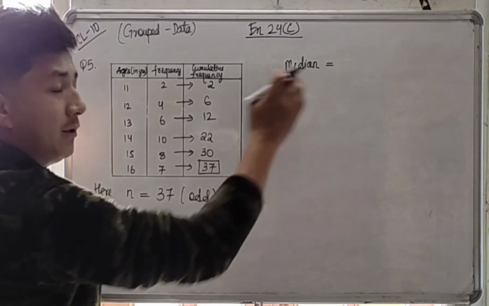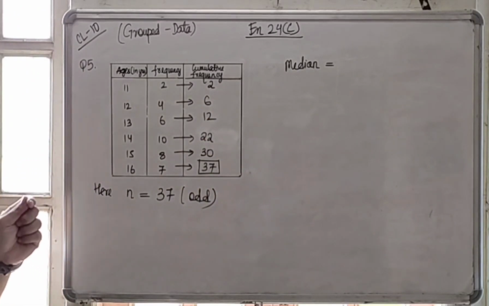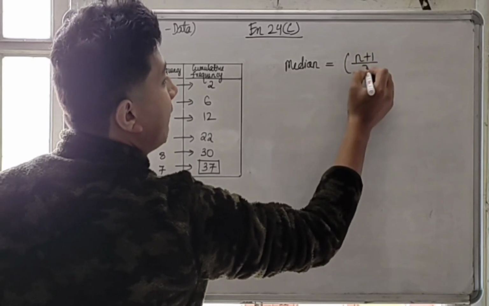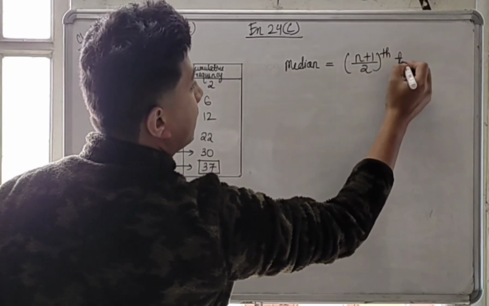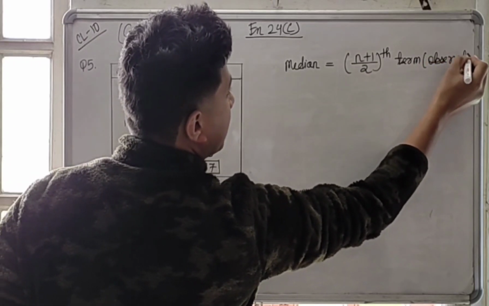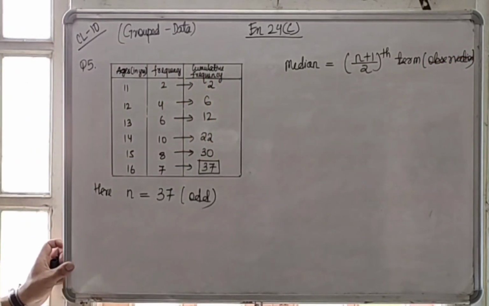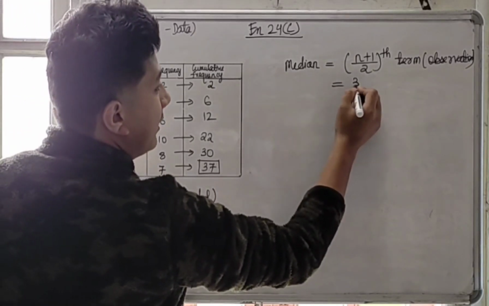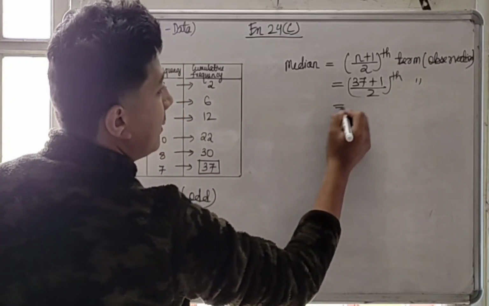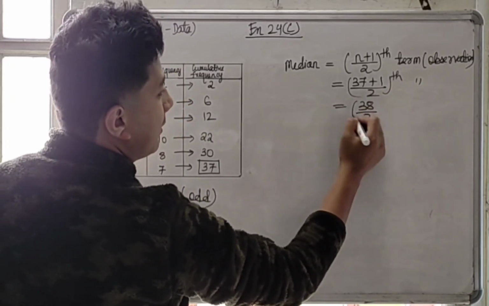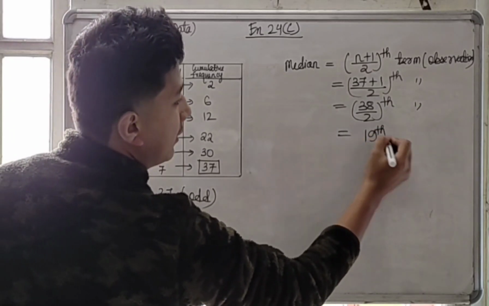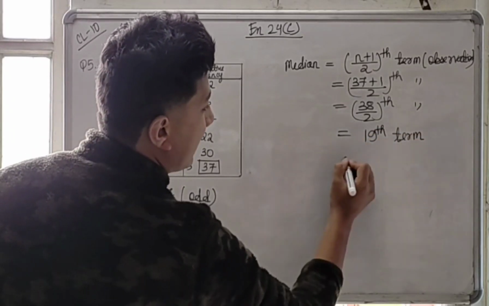Then can I find the median? Yes. The formula to find the median when n is odd is the (n plus 1) divided by 2th term, or observation. Putting n as 37, it is (37 plus 1) divided by 2th term, which means 38 by 2th term, which is the 19th term. So we need to find the 19th term.